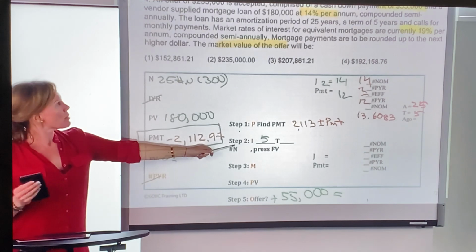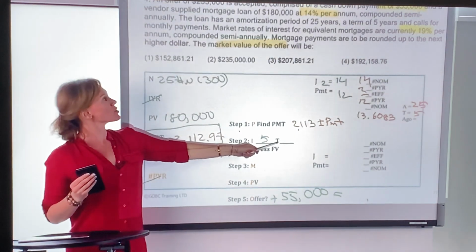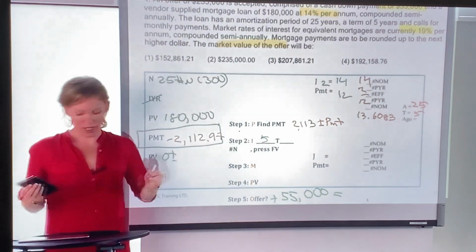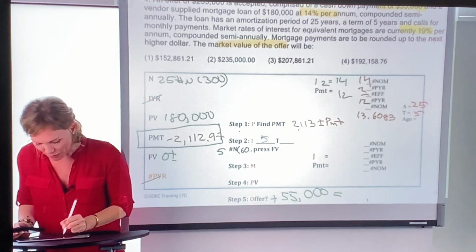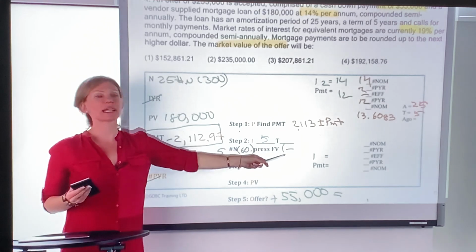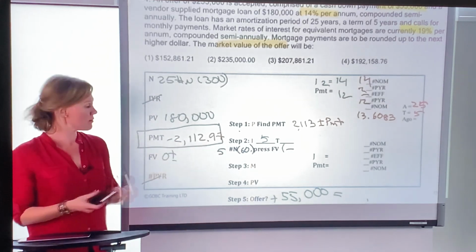Step number 2, this is what we're looking for, that term. Do we have a term? And yes, we do. It's 5 years. Then what do you do? You do the N and FV. So what do you do? 5 shift N will come up as 60 months. Then you press your future value, and that future value should come up as a negative number. So let's do this together. So 5 shift N. Did you get 60?